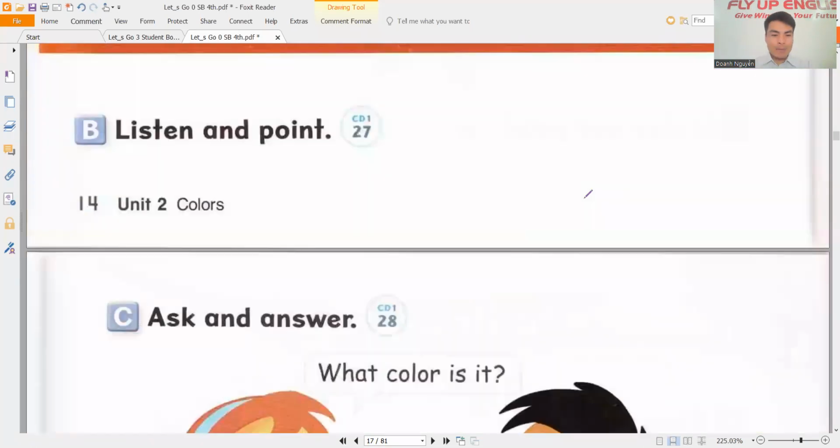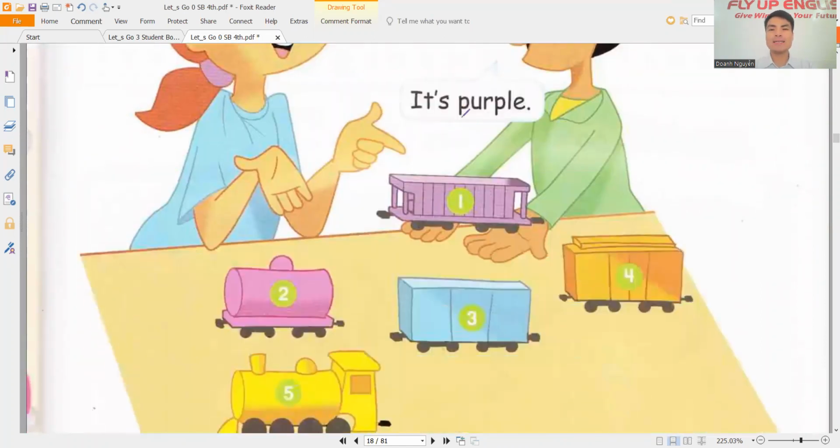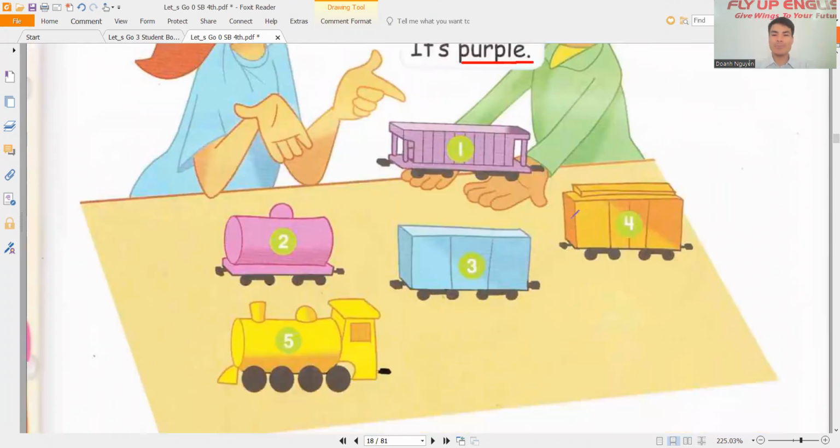Next. Now, what color is it? Khi hỏi what color is it? Là màu này là màu gì? Thì em sẽ trả lời cho thầy là it's cộng với cái màu đó. It's. Chưa?